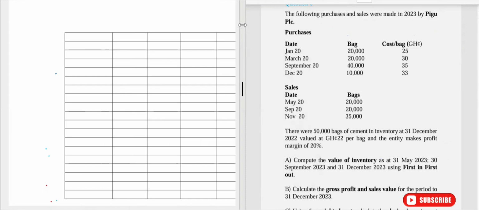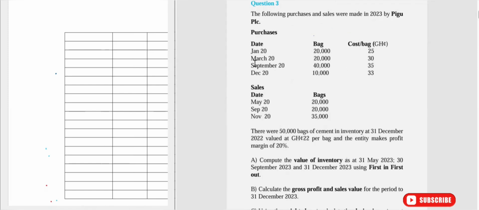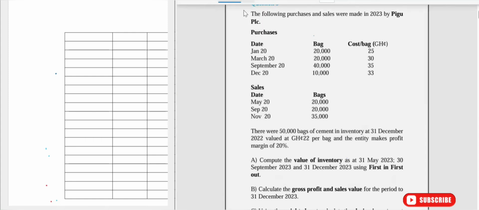So this is the question. Let me increase it so that we can have a look at it. It says the following purchases and sales were made in 2023 by Pigu PLC. We have the purchases here, bags and the cost price, and the sales here. We're told that we have 50,000 bags of cement in inventory at 1st December 2022, valued at 22 cedis per bag, and the entity makes a profit margin of 20%.